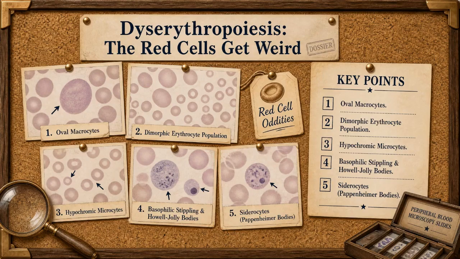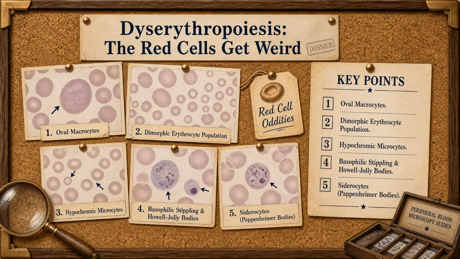First, look for oval macrocytes. These are red blood cells that are larger than normal and have an oval shape. While macro-ovalocytes can be seen in megaloblastic anemias and MDS, they often appear even when vitamin B12 and folate levels are normal. So, if you see these, and the B12/folate are fine, MDS should be on your radar.